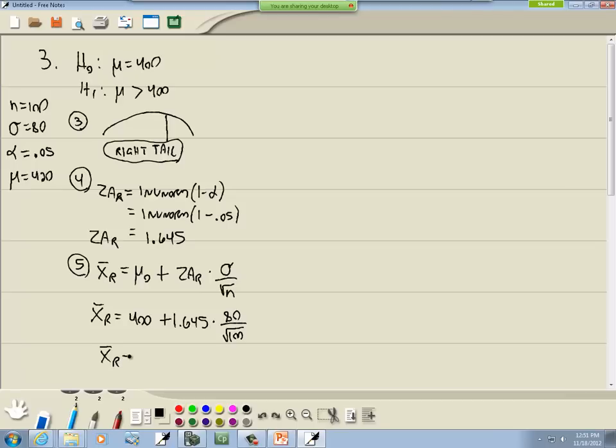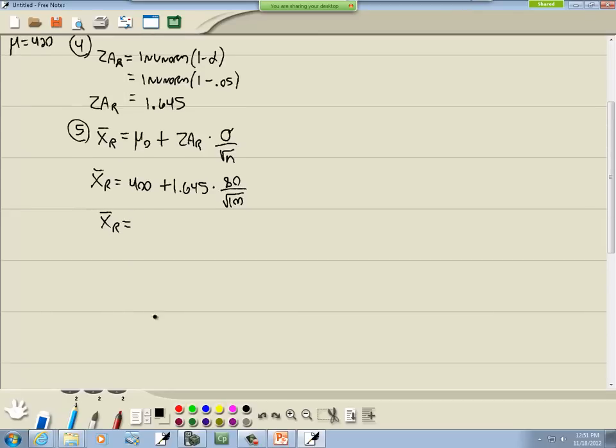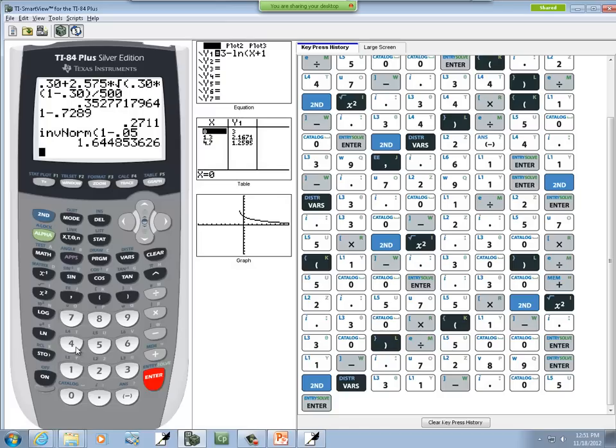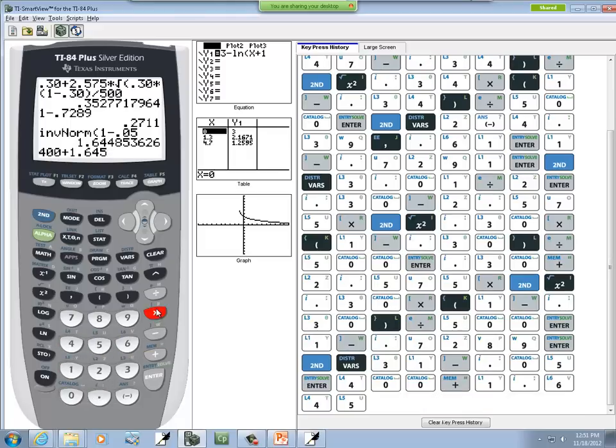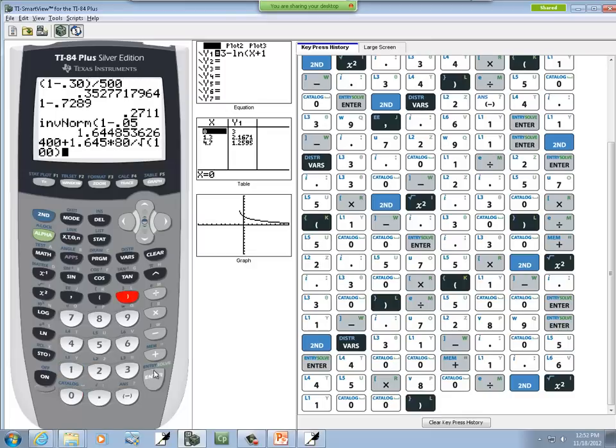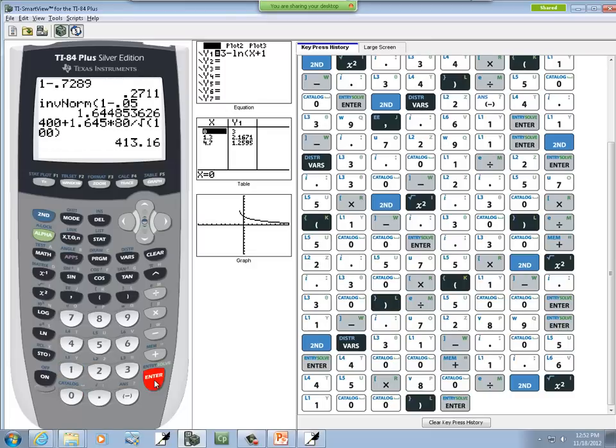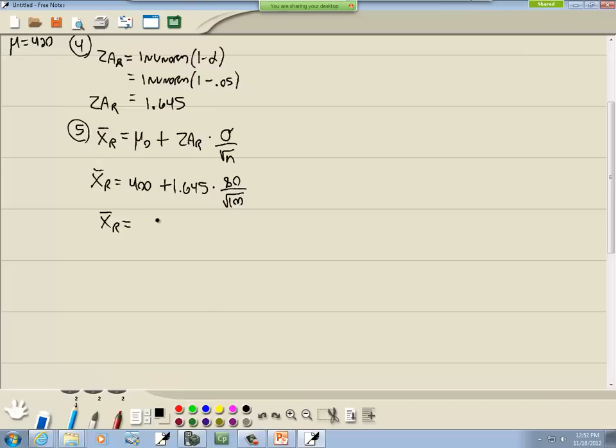So X bar sub R is equal to 400 plus 1.645 times 80 divided by the square root of 100, which we know is just 10, but I want to show actually plugging it in. And that gives us 413.16.